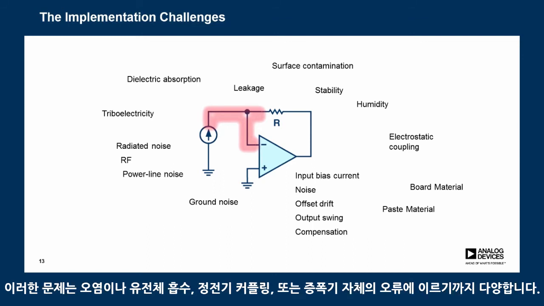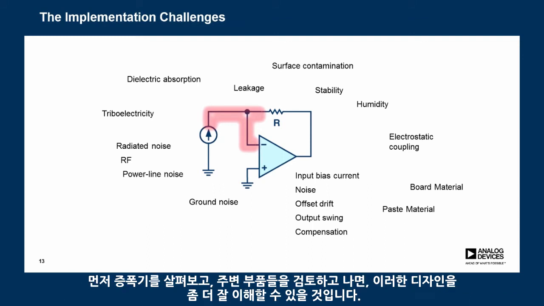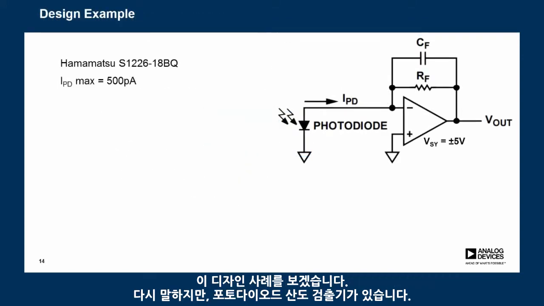Well, the challenges could range from contamination, dielectric absorption, electrostatic coupling, or even error from the amplifier itself. So I'll start by looking at the amplifier first, and then its surrounding components, and understand the design a little bit better. So here's a design example.